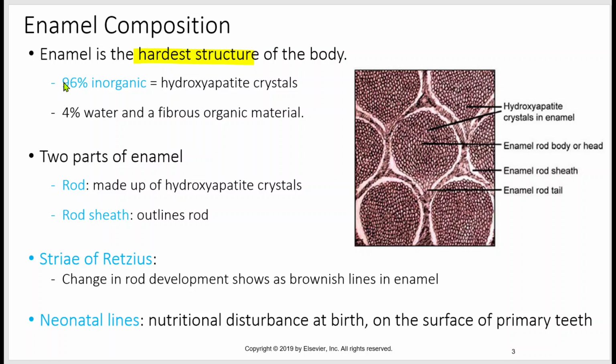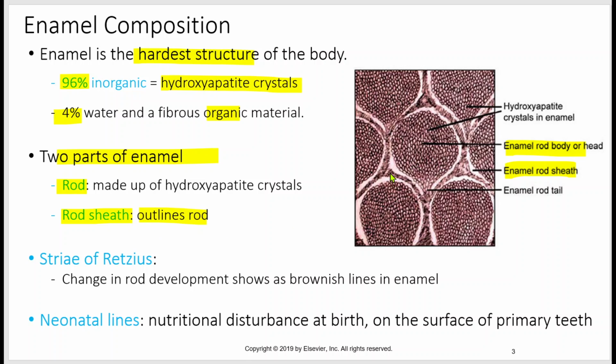Okay, it's made of about 96% inorganic material, which is hydroxyapatite crystals. We should know that already. Other inorganic material, organic material, 4%. The enamel, if we look at the structure of it, it is made of two parts. We know that it's made of enamel rods, right? That's how it's made. But we also have enamel rod sheath, technically, that outlines the rods. So the rods are made of the hydroxyapatite crystals, right? And then you have the sheath, so two parts: enamel rod and enamel sheath.